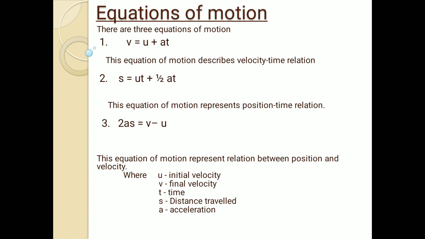These equations of motion are very important. You have to memorize all three. Is it clear, children? First one, v = u + at. Second equation of motion, s = ut + ½at². T squared is not there in the first, only t is there. Third equation of motion, 2as = v² − u². Is it clear? Now we can start problems on equations of motion and acceleration.